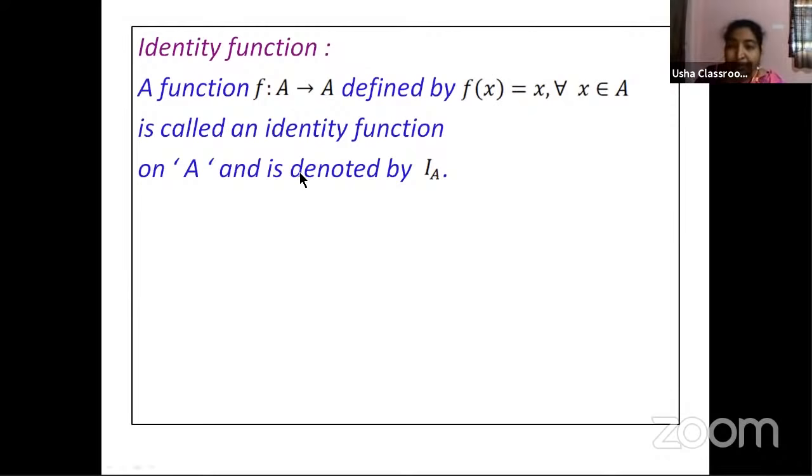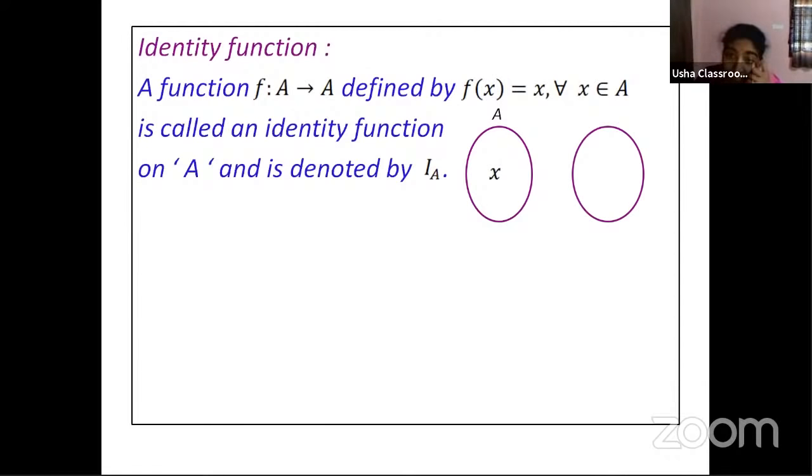We will try to have an explanation for this, children, with a diagram. You have set A as your domain, and in this you are taking an element x. You have another set, which is also equal to A, the same set you are taking. Over this, you are defining an identity function. You can call it an identity function when you substitute the value of x in this.